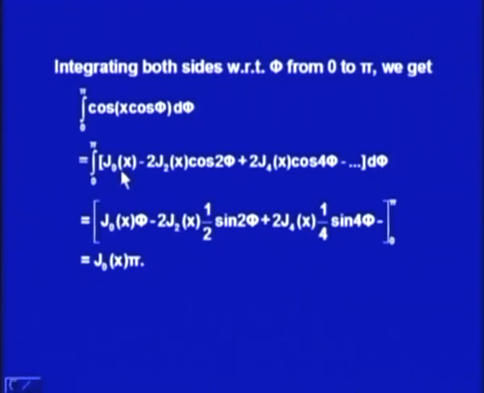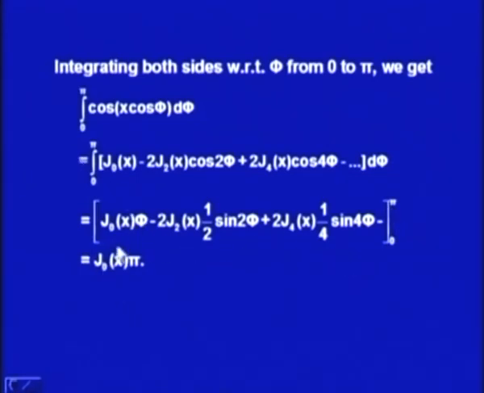Now, let us integrate it. We get integral of J0(x) dφ with respect to φ is J0(x) into φ, then 2 J2(x) integral of cos 2φ is sin 2φ by 2, and then 2 J4(x) integral of cos 4φ is sin 4φ by 4. So, now let us put the limits 0 and π.